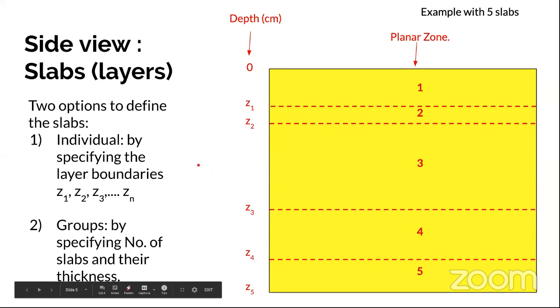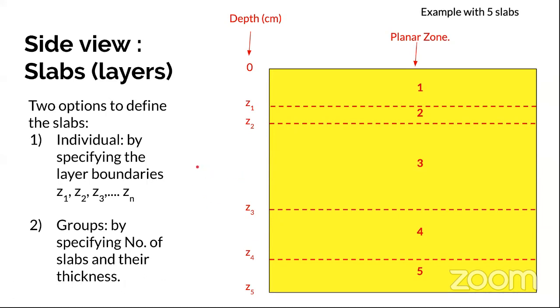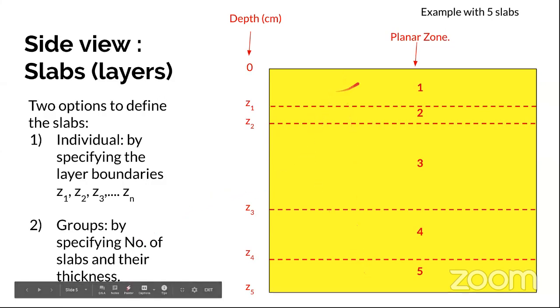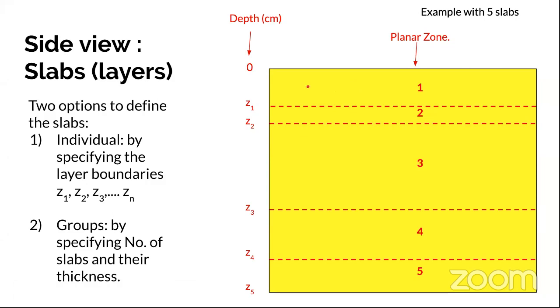The other option, which I think is the faster, smarter option, is to define the layers using what's called the groups method. With this method you specify the number of slabs and their thickness. So for example, if I want to do this geometry, I would say I have 1 slab with a thickness of Z1 up to 0. And then I have another slab, so I put 1 also, but the thickness of this slab is going to be Z2 minus Z1. A third slab would have this thickness, Z3 minus Z2, and so on.